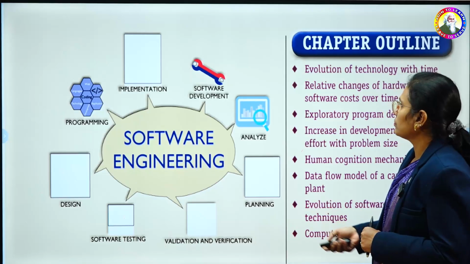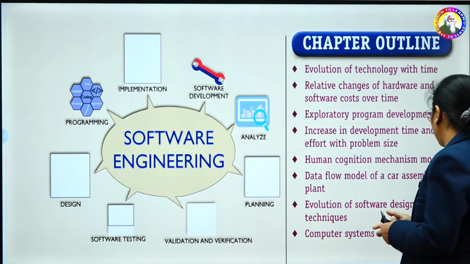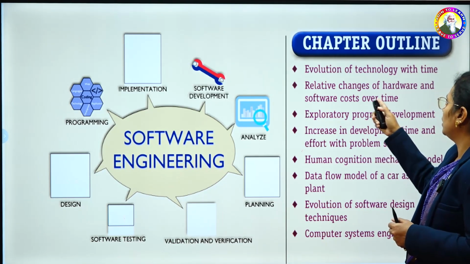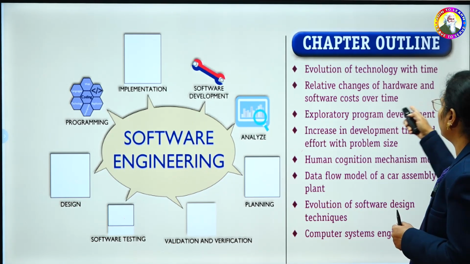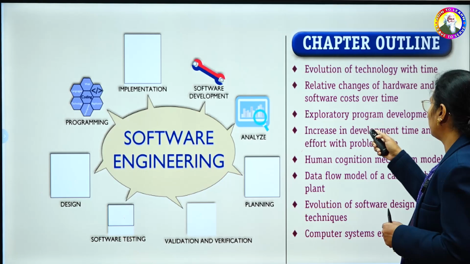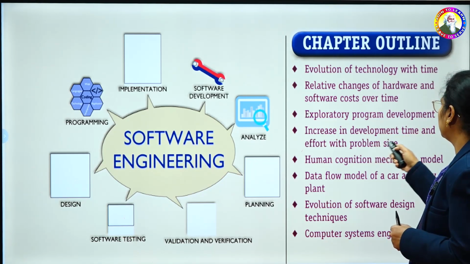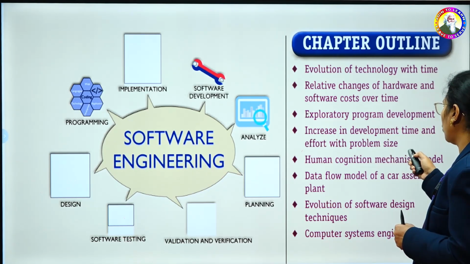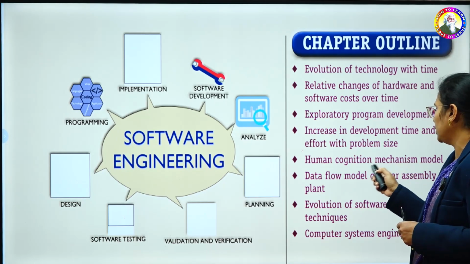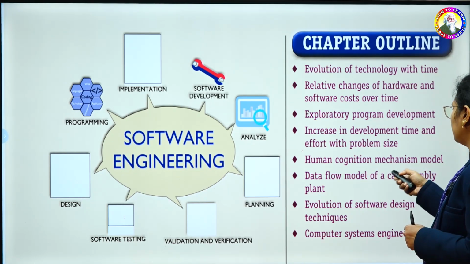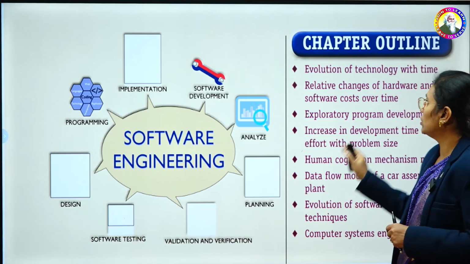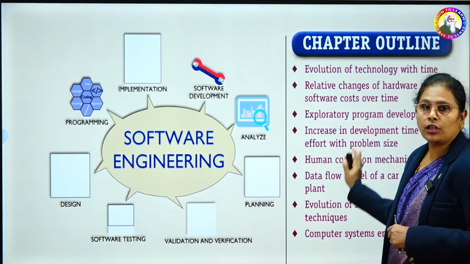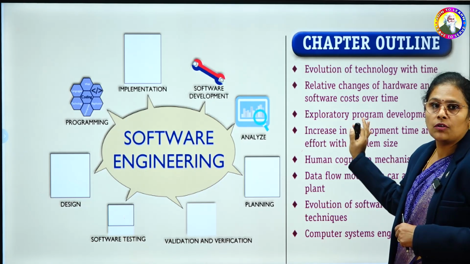Now, coming to the chapter outline: evolution of technology with time, relative changes of hardware and software cost over time, exploratory program development, increase in development time and effort with problem size, human cognitive mechanism, data flow models of a car assembly plant, evolution of software design techniques, and computer system design. So these are all the technical things we are going to study in the first unit.